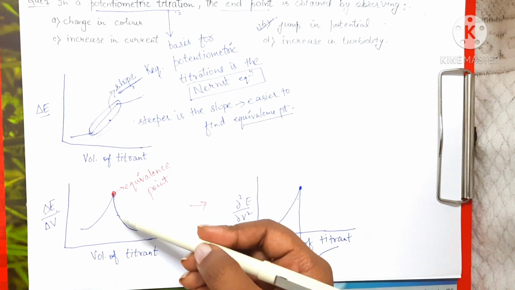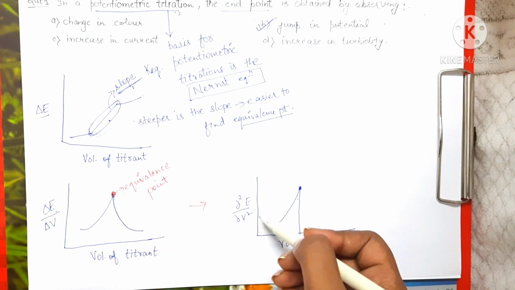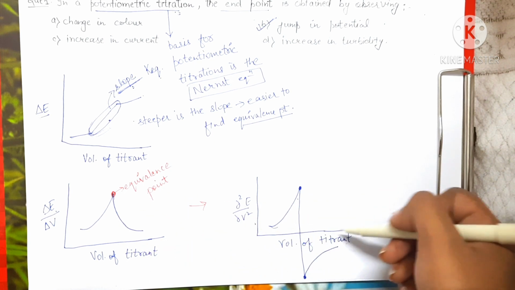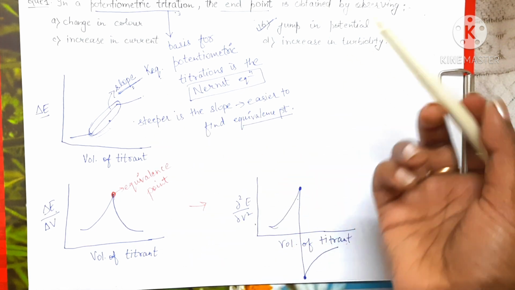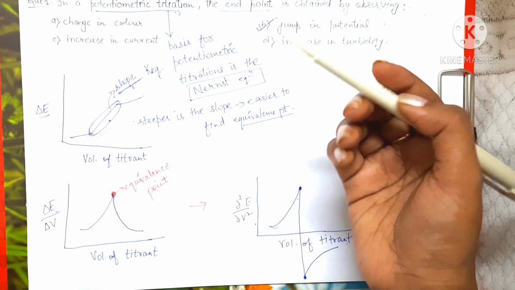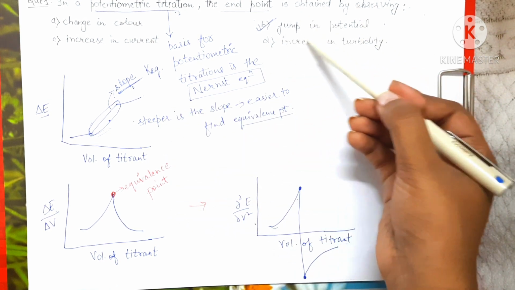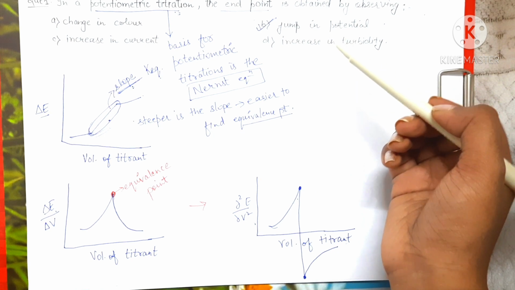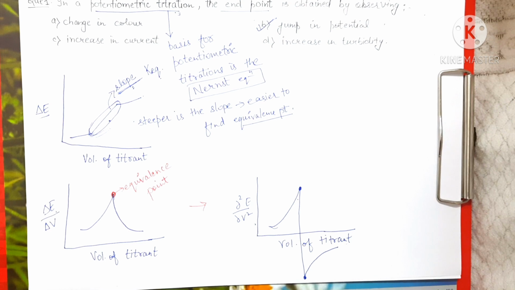Suppose using this graph also we are not going to get the equivalence point with accuracy, then again we'll take the derivative and we'll get a graph like this. So using these 3 ways we can find out the end point, but what is common in all these 3 graphs is the jump in potential which we get at the equivalence point, right? So now we'll move on to the next question.